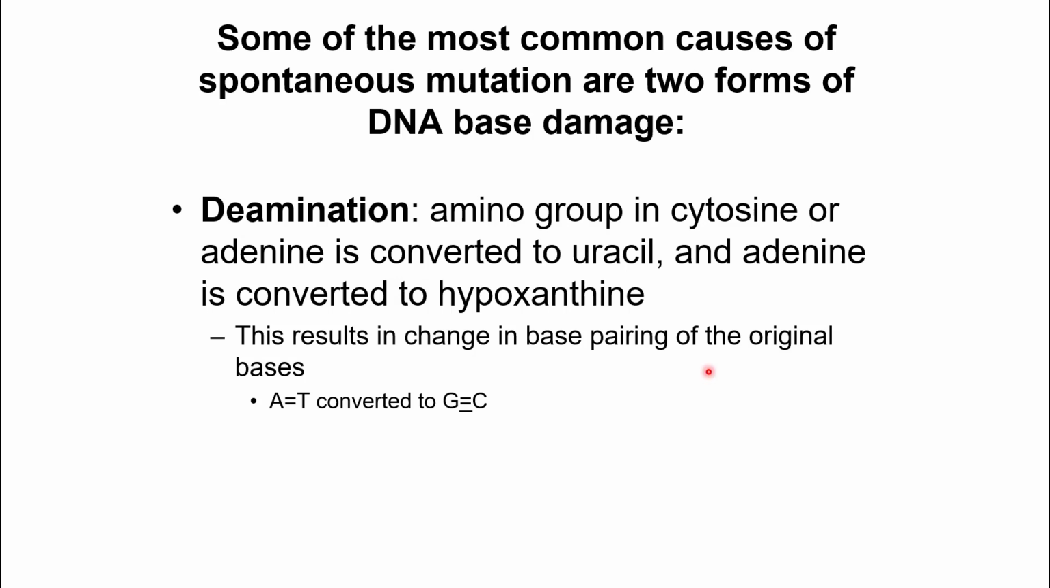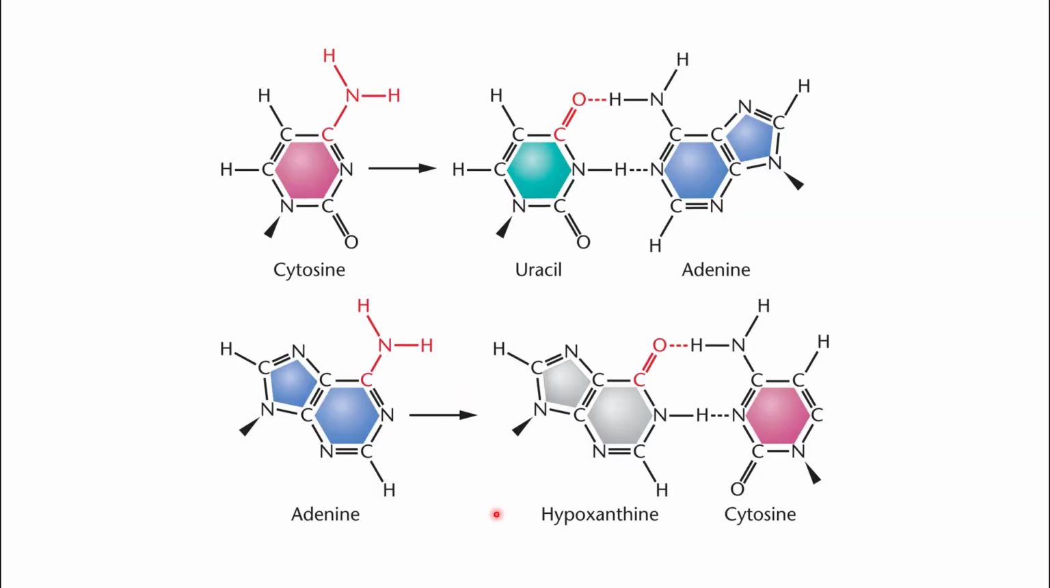Another one would be deamination. In deamination, the amino group, usually in cytosine, can also happen in adenine, gets converted into uracil. And so when we get a cytosine that goes to uracil, or an adenine that's converted to hypoxanthine, we get these mispairings. So instead of having an adenine to thymine, which is what we normally have, we could get it converted to where we now have a guanine cytosine in that original place.